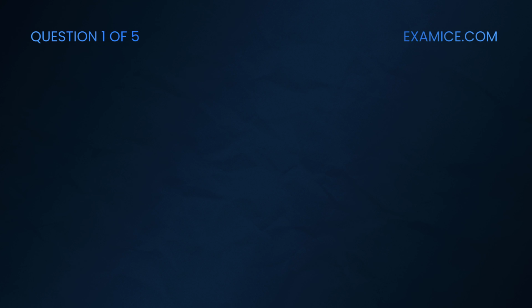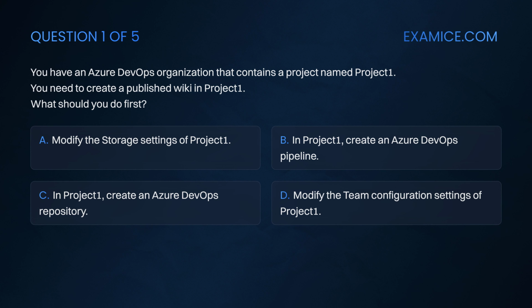Question 1. You have an Azure DevOps organization that contains a project named Project 1. You need to create a published wiki in Project 1. What should you do first? Option A. Modify the storage settings of Project 1. Option B. In Project 1, create an Azure DevOps pipeline. Option C. In Project 1, create an Azure DevOps repository. Option D. Modify the team configuration settings of Project 1.